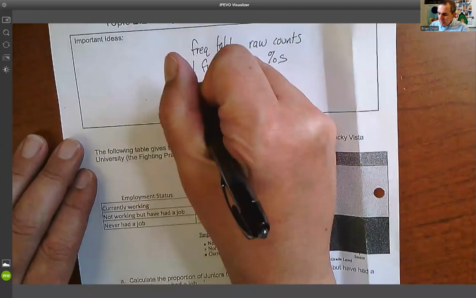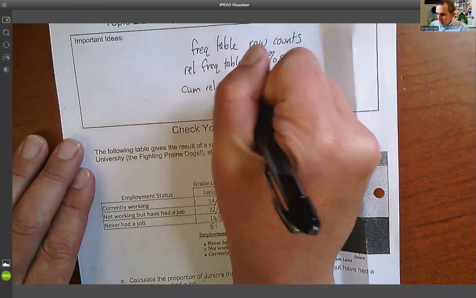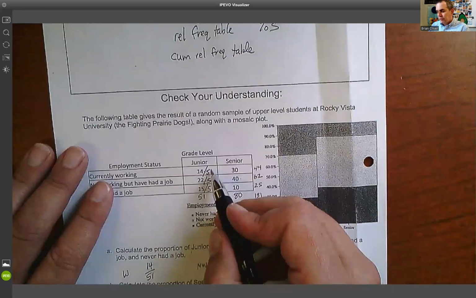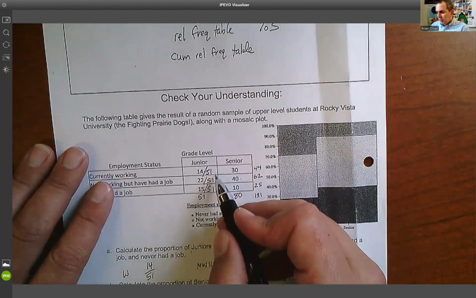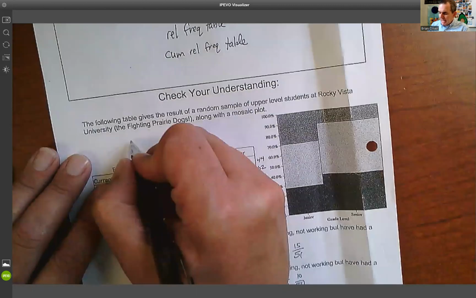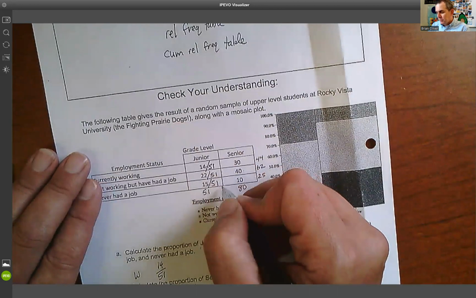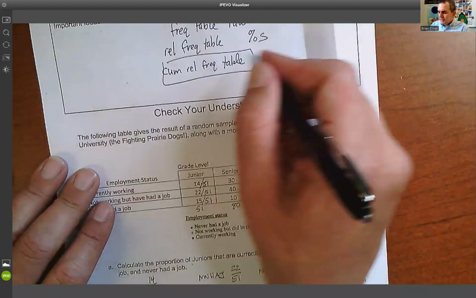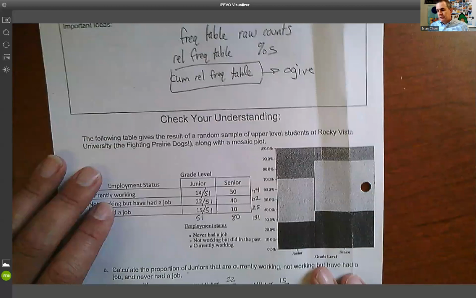And then we had a cumulative relative frequency table, which is a running total. So this 14 out of 51, then when I do a cumulative, I'm going to add the 22. So the running total is 36 out of 51, and then 51 out of 51. We're going to come back around to this. This is really what builds our ogive curve, and we're going to spend some time on ogive curves.